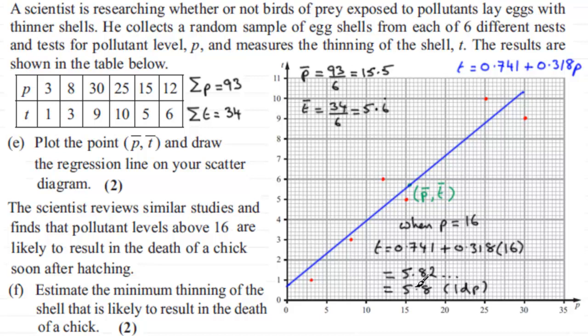Alternatively, I suppose I could just look up on my graph where 16 is for p, go up to the line and then across, but it's not as accurate. So I feel that it's a good idea just to substitute your value into your equation up here for the regression line. Alright, well I hope that's given you an idea then across this problem, if it caused any difficulty for you.